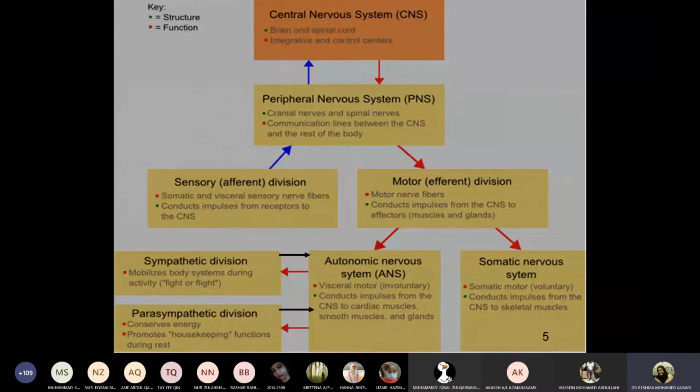It will send it via the motor or the efferent division. The motor or efferent division will tell my somatic nervous system, my body, to run away from that place. It will also instruct my autonomic nervous system to increase the heartbeat, dilate the pupils, and start sweating. All this I'm not doing. Increasing heart rate, dilating my pupils and sweating, I'm not doing it. It happens automatically because it is an instruction from the autonomic nervous system.